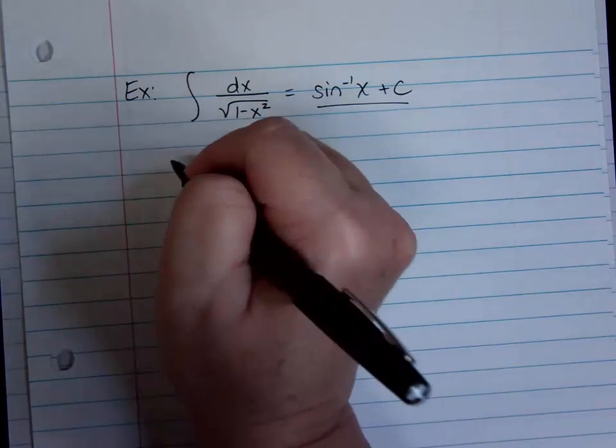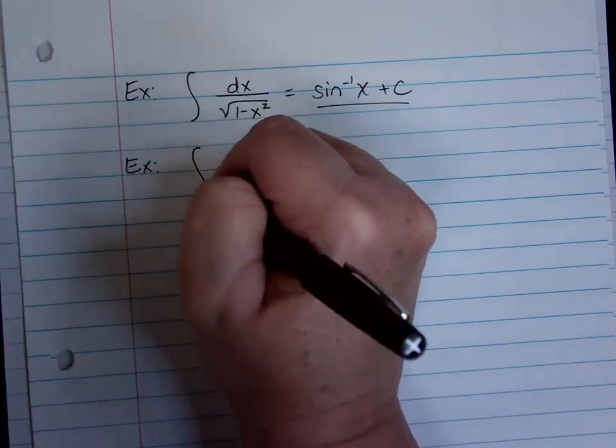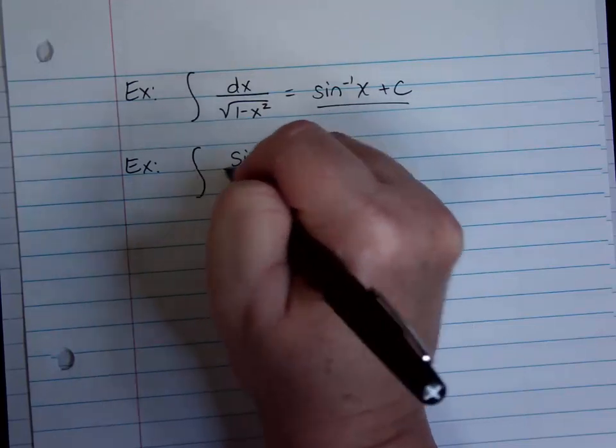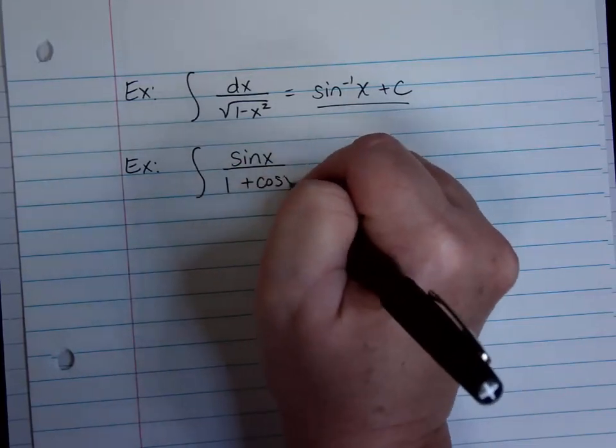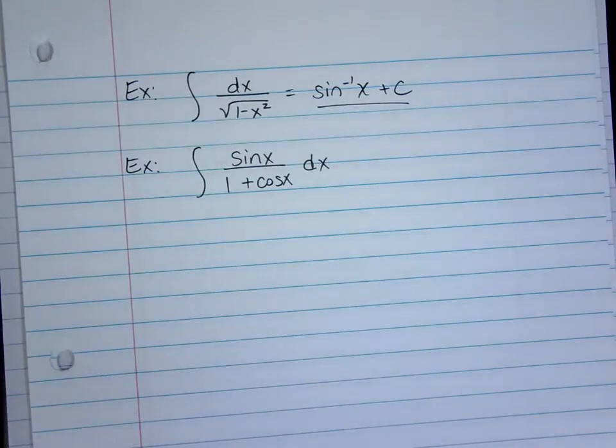Okay? Next problem. Integral of sine of x over 1 plus cosine of x dx. Now, do you see anything inside of something else? No. However, you do see a fraction that has x's top and bottom. And I told you back when we learned u sub that u is usually the what in this instance? The denominator or the numerator? Denominator. u is usually the denominator.